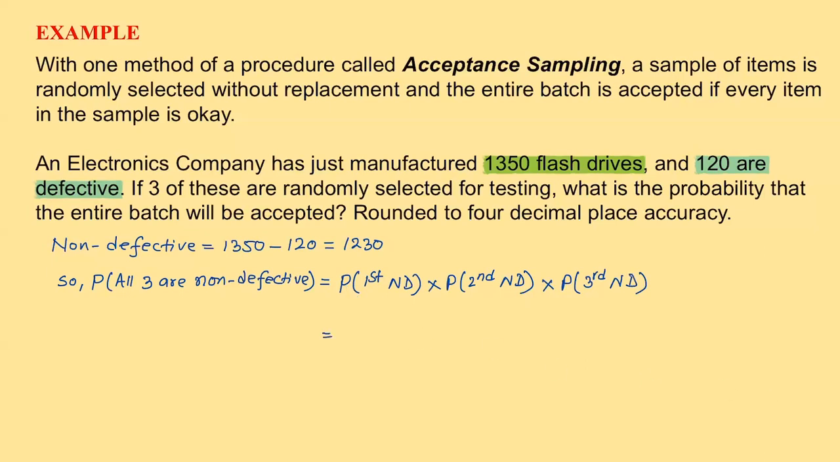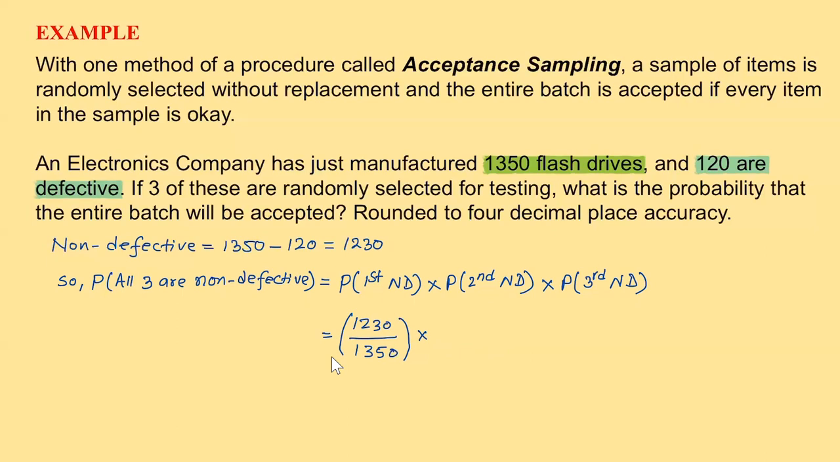So that is equal to, here, the probability that the first is non-defective: out of a total of 1,350, 1,230 are non-defective. So the probability that the first selected flash drive is non-defective is 1,230 over 1,350. Now, we are not replacing the first drive back. So the probability of the second will depend on the first.